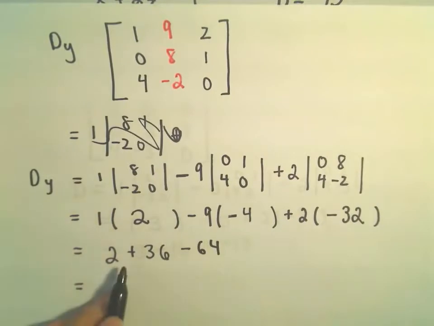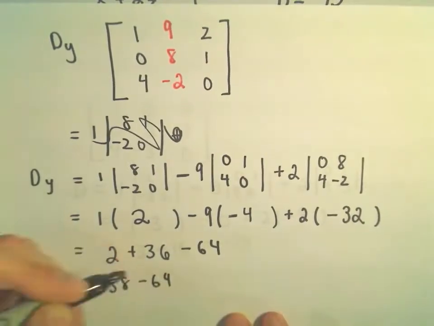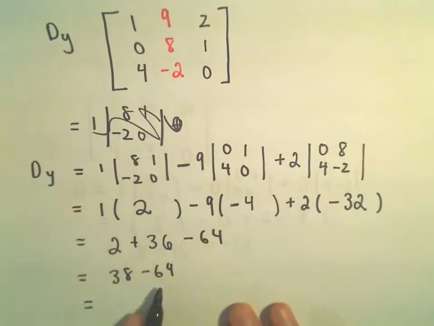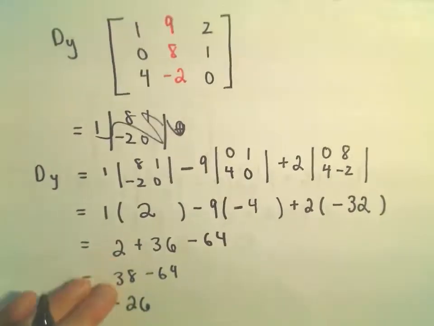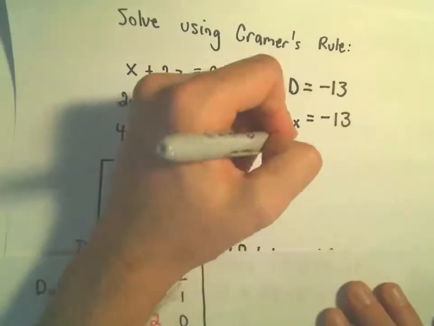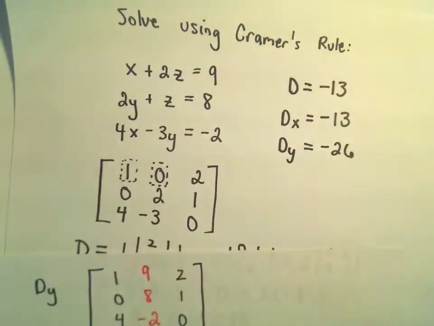Okay, so let's see, what is that? So we've got 38 minus 64. If we take 38 minus 64, it looks like to me we're going to get negative 26 for our d sub y. So we now have our d sub y equal to negative 26.